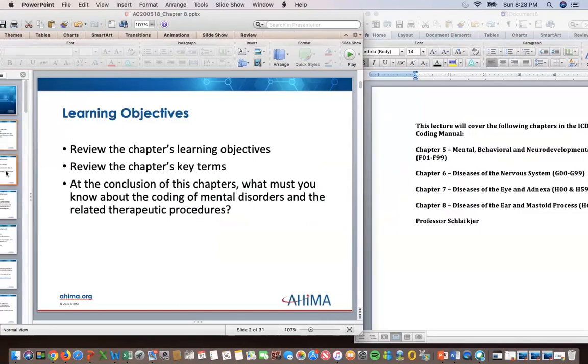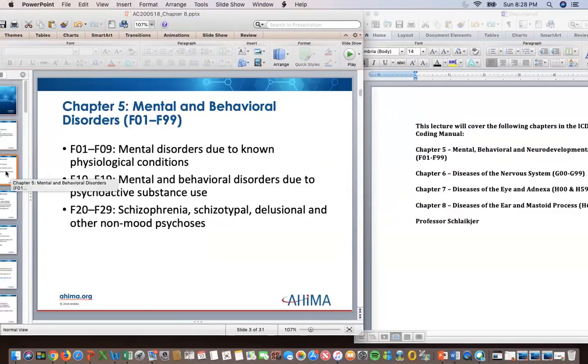So let's get started. I always suggest to my students that they actually open up the coding manual before they ever start into their textbook or whatever it is they're using, and just take a look at the codes and the diagnoses that you will be reviewing.